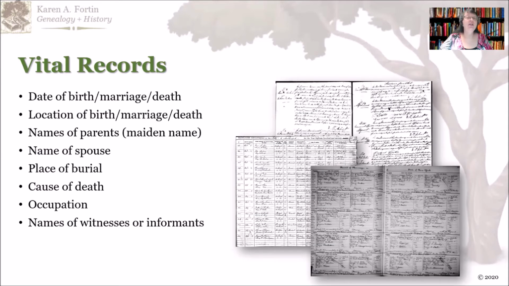What information you get in one of these vital records greatly depends on the source of the record, when it was created, and where the event took place. For example, these three images are all marriage records, but the information they contain was recorded in very different ways, and how much information varies from record to record.